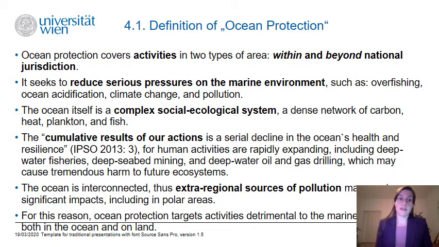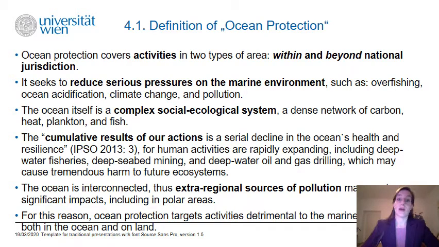So ocean protection seeks to reduce serious pressures on the marine environment, such as, and as I had said before, overfishing, ocean acidification, climate change, and pollution from the different sources that I had mentioned, such as chemicals, waste, and noise. And the ocean, and this is also what scientists keep telling us, is a complex social ecological system, a dense network of carbon, heat, plankton, and fish that cannot be seen independently from social activities. The cumulative results of our action, or the cumulative effects, as it is also said in the literature, is a serial decline in the ocean's health and resilience.